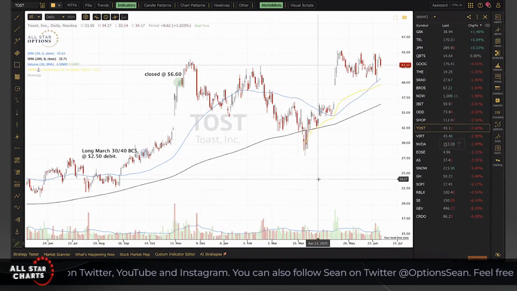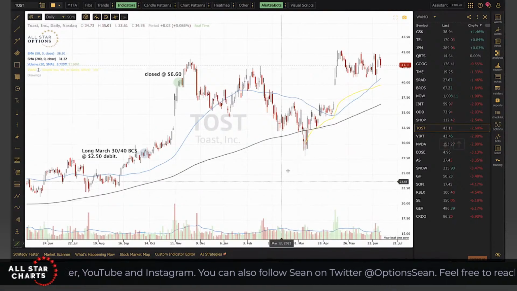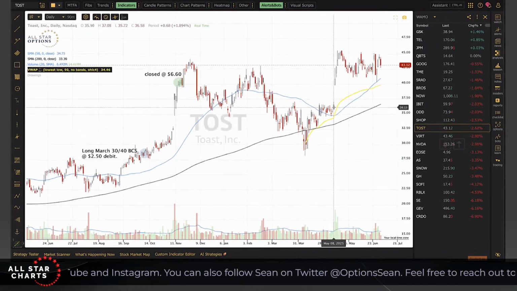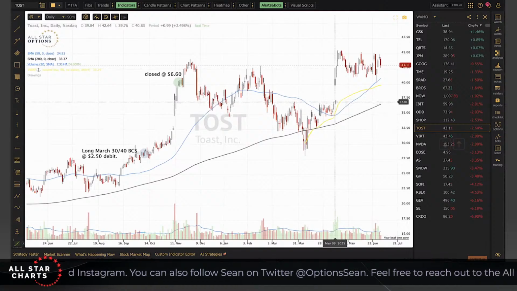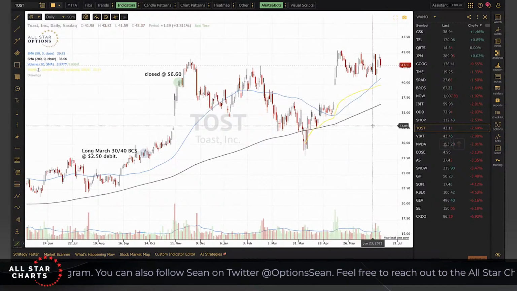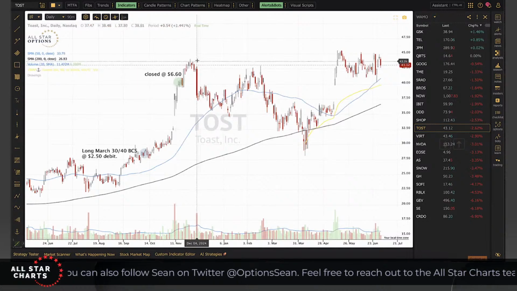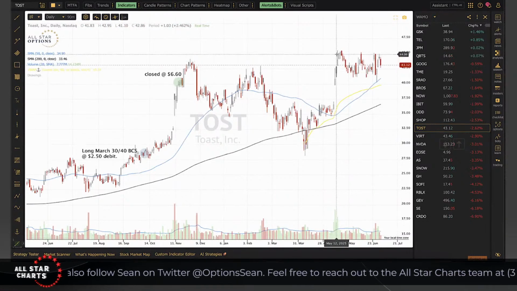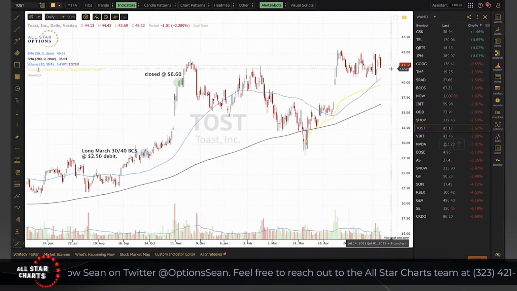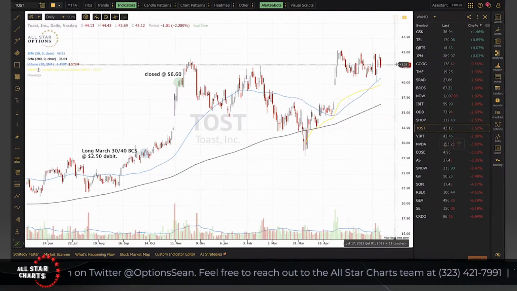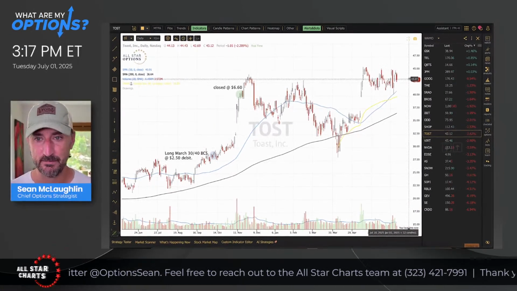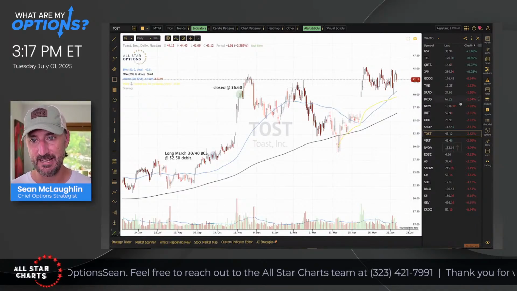But that's neither here nor there. Let's talk about where we're at now. Toast, I believe this was an earnings gap back on May 9th. It gapped up and came basically right up to the previous cycle highs. It got a little above, but now it's just been hanging tight here, consolidating nicely. We like to call these bull flags. This is definitely a bull flag forming here.